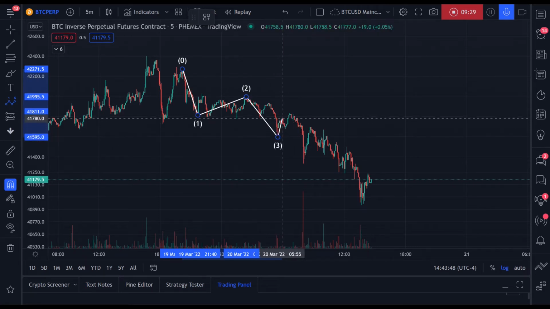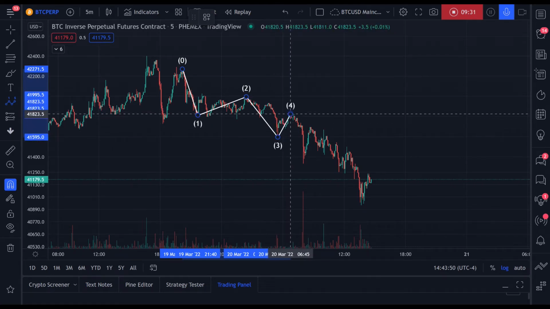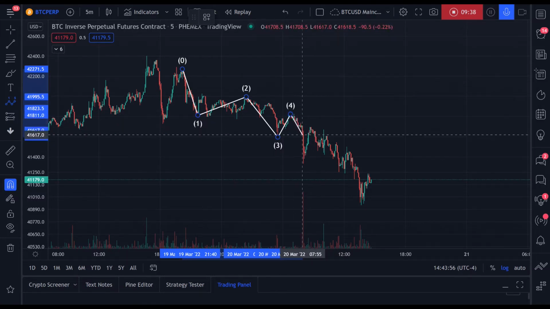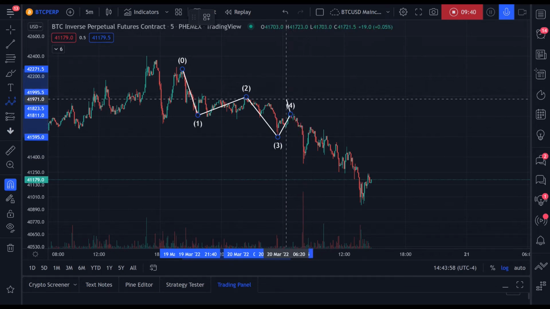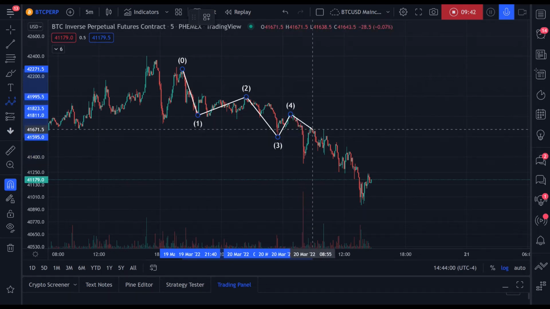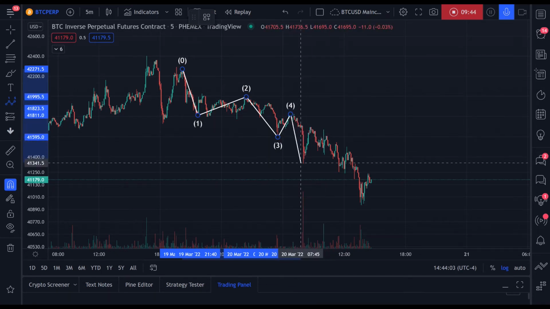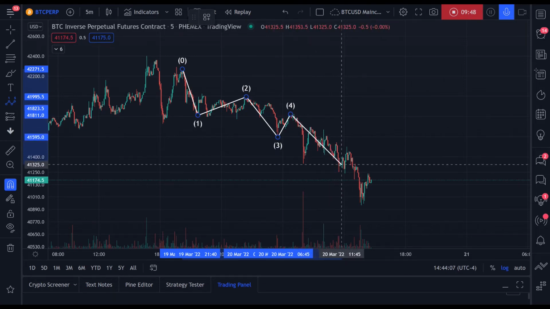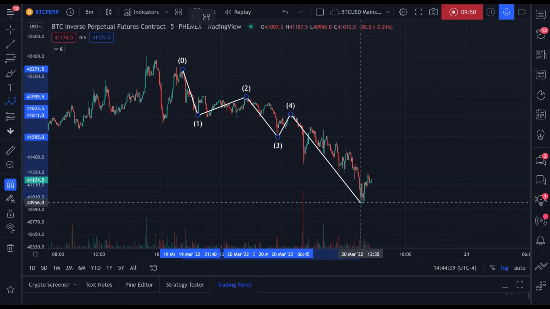And then you have your wave 4, 1, 2, 3, simple, okay? Because your wave 2 was complex. And then you have your 5th wave, which is kind of extended, and it's 1, 2, 1, 2, 3, 1, 2, 3. So 1, 2, 3, 1, 2, 3, 1, 2, 3.